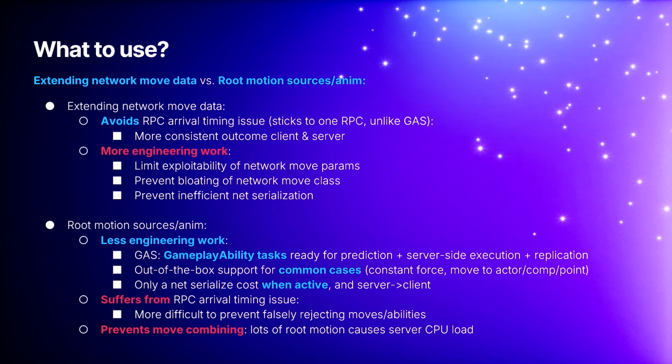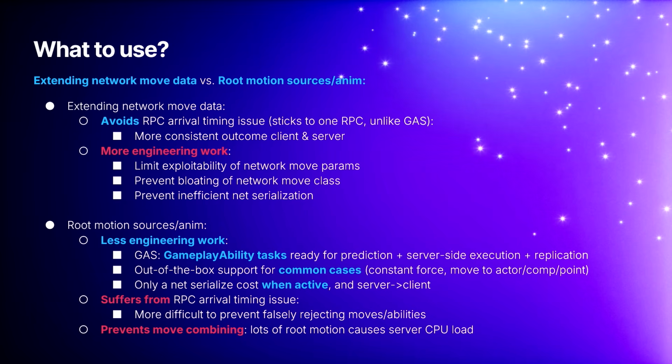But it is also a lot more engineering work, because whenever you add parameters to network move data, you have to make sure that players or cheaters can't exploit this by lying about those values, by manipulating memory. You also have to make sure that your network move data class doesn't get too bloated, and you have to serialize it over the network in an efficient way. For example, if you have like 10 parameters for ziplining, you don't want to send all of those 10 parameters when you're not ziplining.